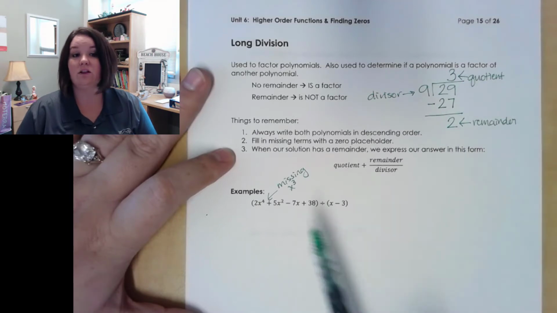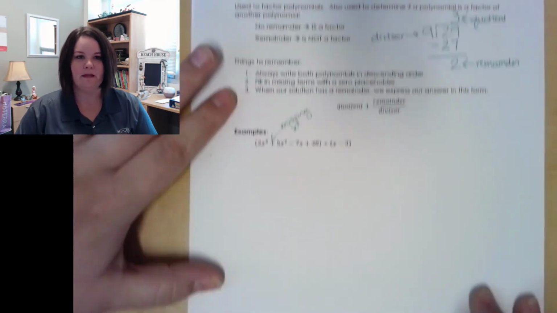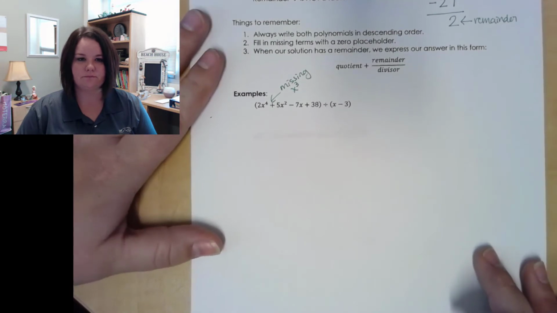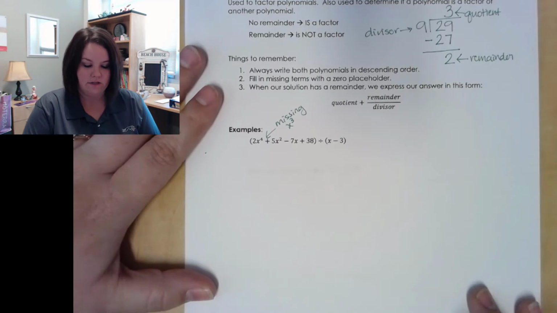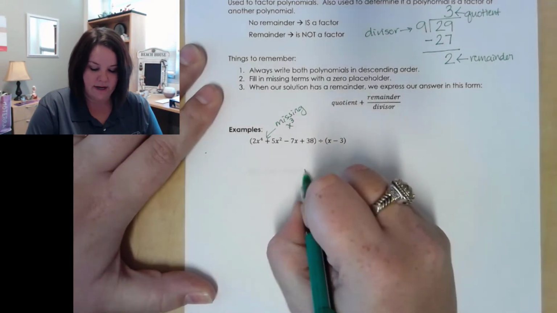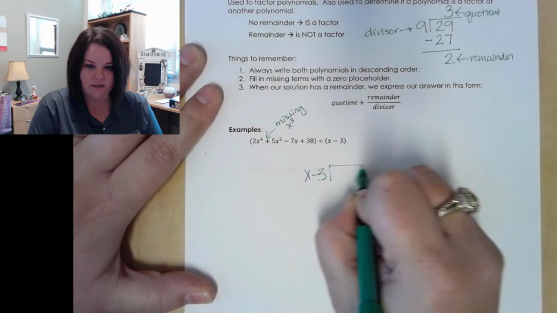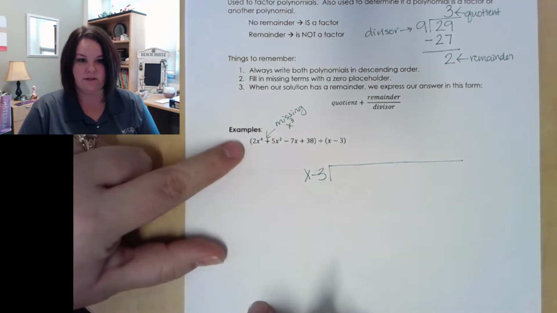Okay, so let's look at what that looks like with polynomials, okay? So I'm going to go ahead and scoot this up. Or actually, I may leave it to where we can see the 9 for reference. All right, so we're going to go ahead and put our divisor, x minus 3, out front. And we're going to be dividing into this polynomial.